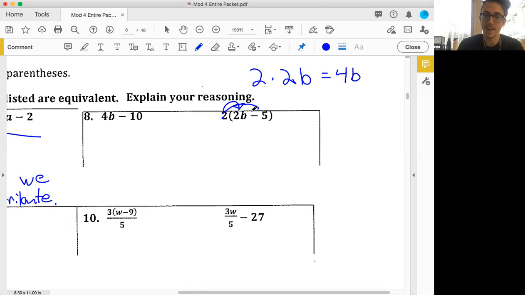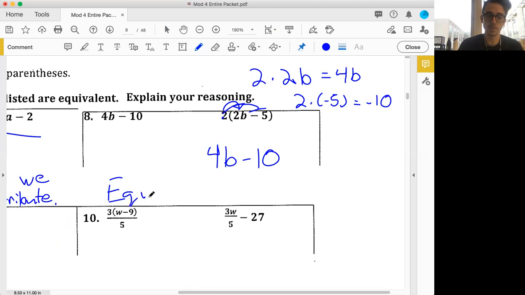2 times -5 here. So be careful there. 2 times -5 gets you -10. So if I rewrite this, 4b minus 10, they're equivalent. Because this is 4b minus 10, this is 4b minus 10.